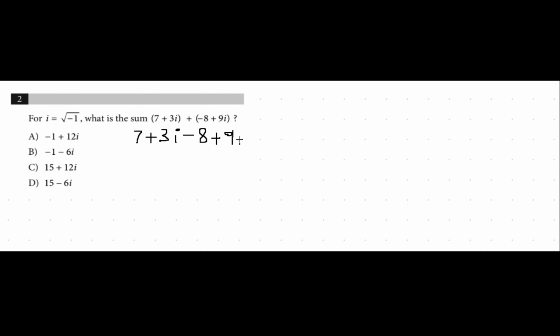Now, like I said, you can only add the real parts together and the imaginary parts together, but you can't add real and imaginary together. So we'll separate out the real part and imaginary part. So we have 7 minus 8, so I'll group that together. And then we have 3i plus 9i, so then I'll group that together also.